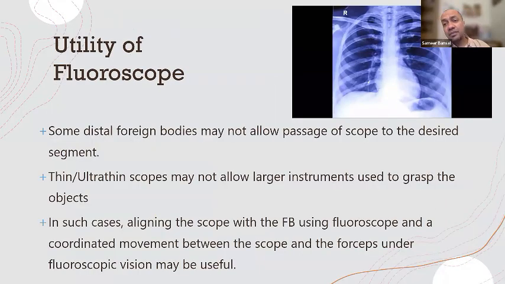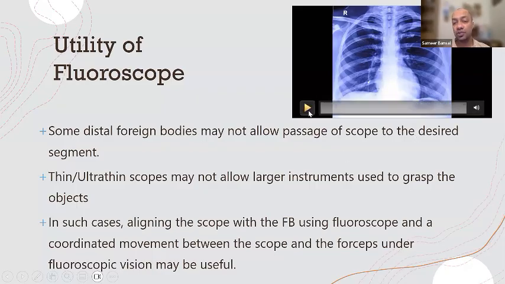Fluoroscope becomes very important, especially when your foreign bodies are pretty distal, and that does not allow the passage of your scope. Now, yes, some may argue that you can go with the thin scope, your ultra thin scope, but they may not allow larger instruments which would be used to grasp the objects. In such case, using a fluoroscope, you can align the scope with the foreign body, and a coordinated movement between the scope and forceps under vision may be useful.